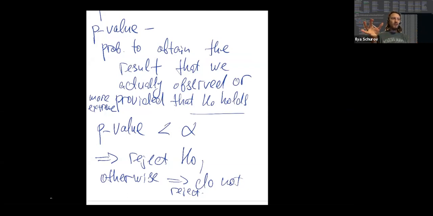We see that if we believe in null hypothesis, then we have to be extremely lucky to obtain the data that we actually obtained, or more extreme data. And this constitutes an argument to reject null hypothesis, if this probability is small. If it is large, on the other hand, we do not have evidence against null hypothesis. We do not have strong evidence. So this is how hypothesis testing works.